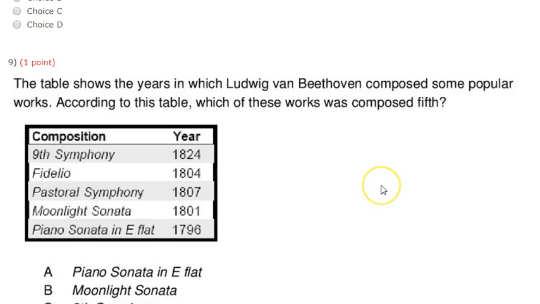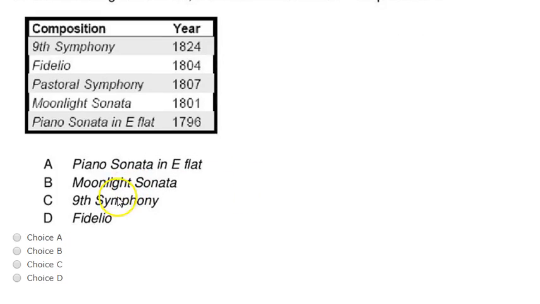Number 9. The table shows the years in which Ludwig van Beethoven composed some popular works. According to this table, which of these works was composed 5th? So you've got the Ninth Symphony in 1824, Fidelio in 1804, Pastoral Symphony in 1807, Moonlight Sonata in 1801, and Piano Sonata in E flat in 1796. So when you put these in order, which one was composed 5th? A, B, C, or D?